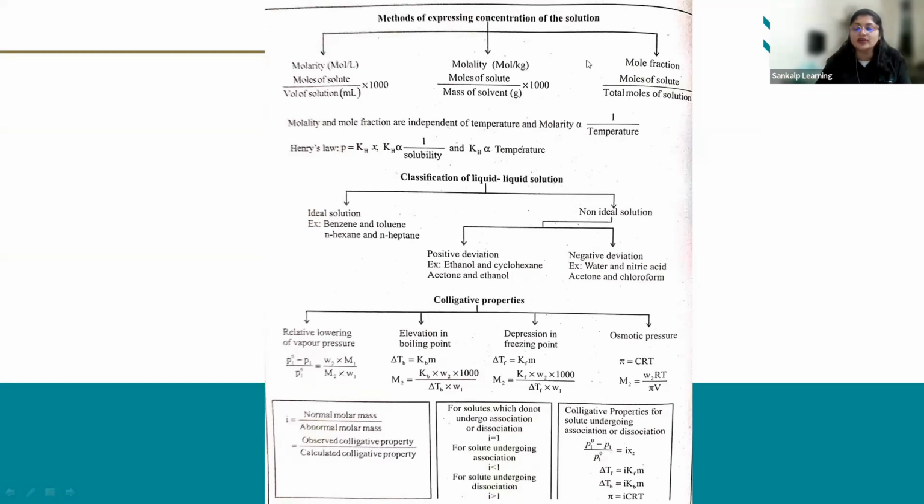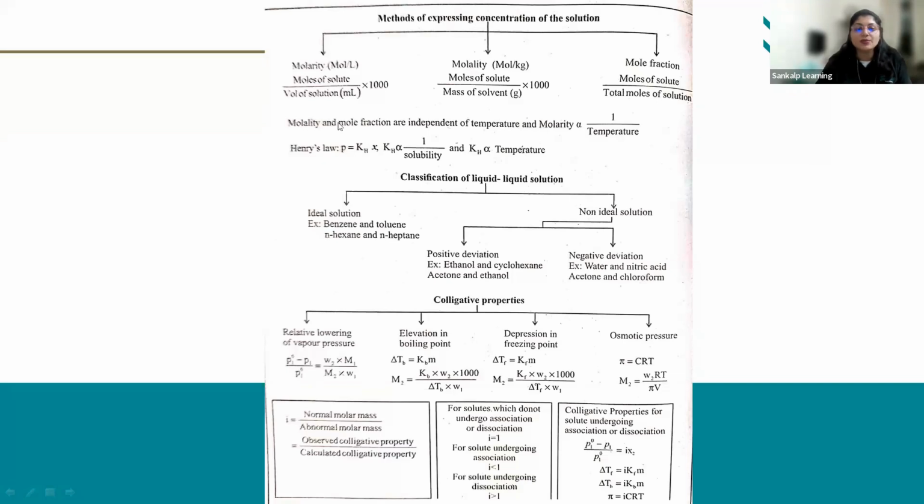This is very important. It will completely freshen up whatever we have studied, to brush up the things. Remember the mathematical expressions of these concentration terms in terms of molality and mole fraction. Molality and mole fractions are independent of temperature, but molarity is inversely proportional to temperature. As temperature increases, molarity will decrease.